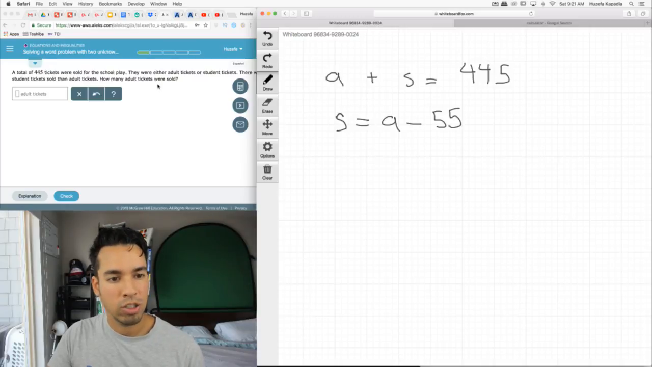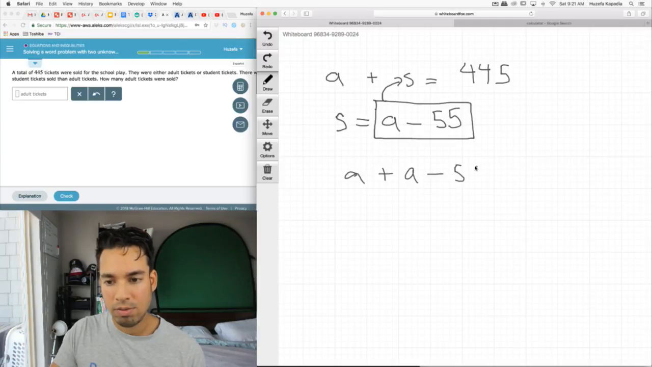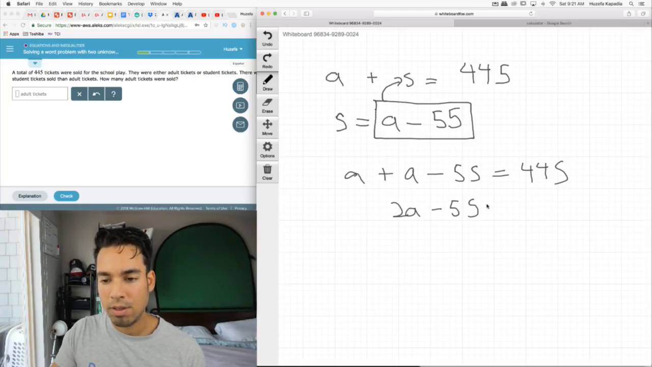So now we got our 2 equations, and we want to figure out how many adult tickets were sold. Well, same thing. I know that S equals this value here. Why can't I substitute it in for that S up there and get a nice single variable equation? So I'm going to replace S with A minus 55 equals 445. A plus A equals 2A minus 55 equals 445.